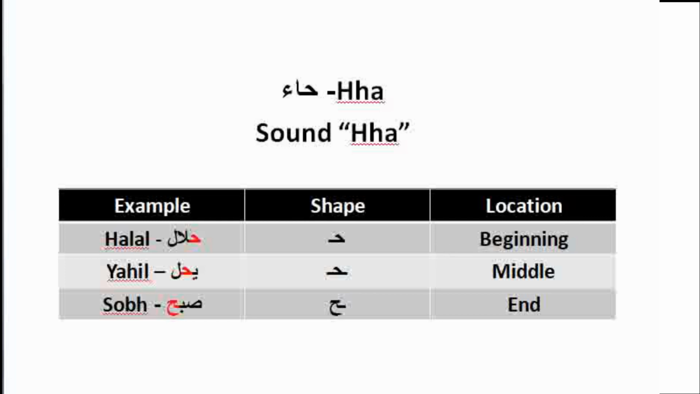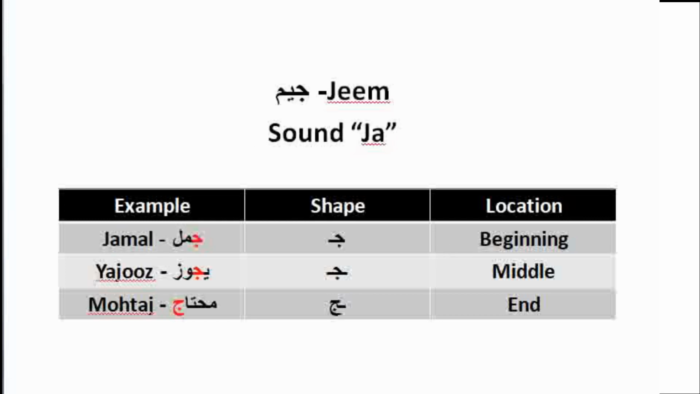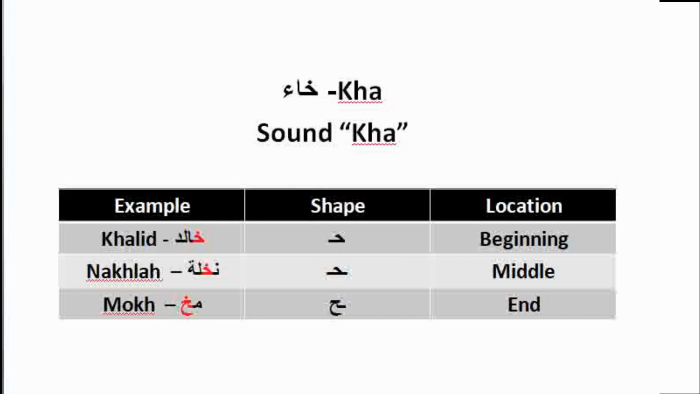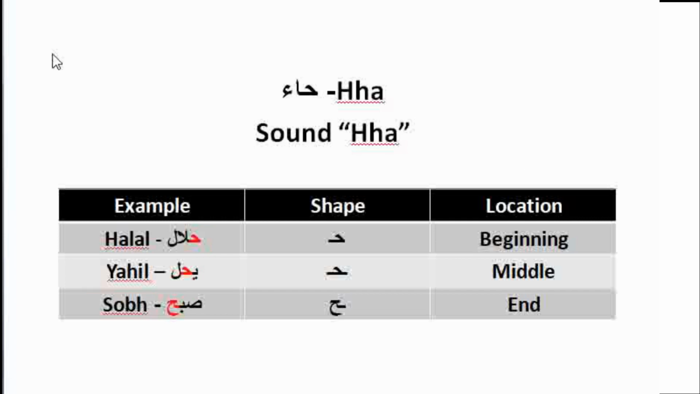Let's go back to the Jim letter. This is the one we've just studied, the Jim letter. You remember, it has a dot below. The Ha doesn't have any dot. There's no dot in the Ha. It's the same shape as the Jim, but without any dot.